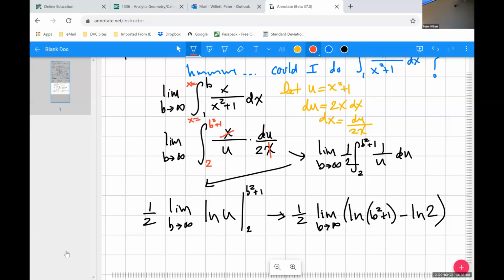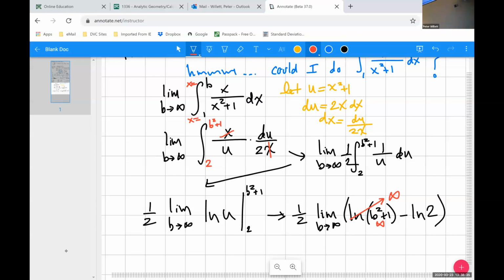So natural log of 2 is just a constant, but as b goes to infinity, b squared plus 1 is going toward infinity. And as we saw even in the very earlier example, if I take the limit as b goes to infinity and ln, the thing inside, is going to infinity, then this whole thing goes to infinity as well.